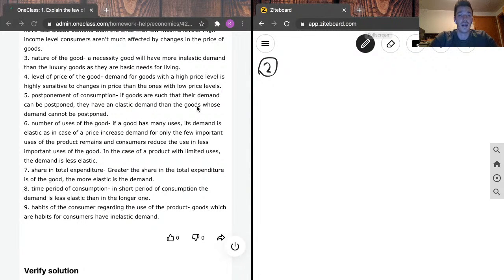Seven, share in total expenditure. The greater the share in the total expenditures of the good, the more elastic is the demand. Eight, the time period of consumption. In short periods of consumption, the demand is less elastic than in longer periods. And number nine, habits of the consumer regarding the use of the product. Goods which are habits for consumers have an elastic demand.